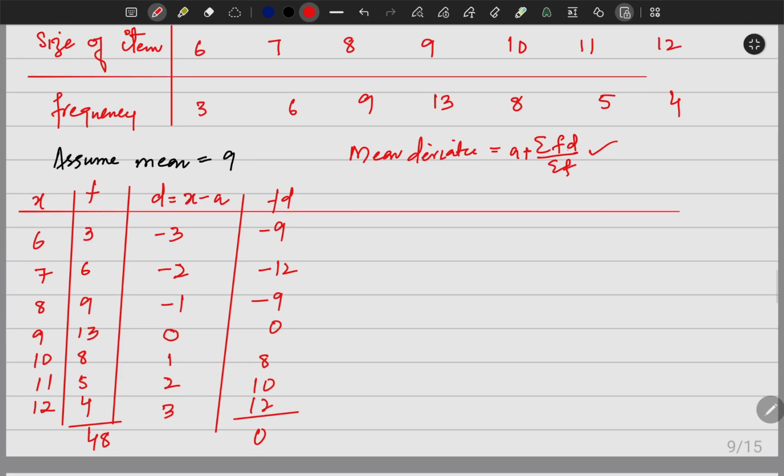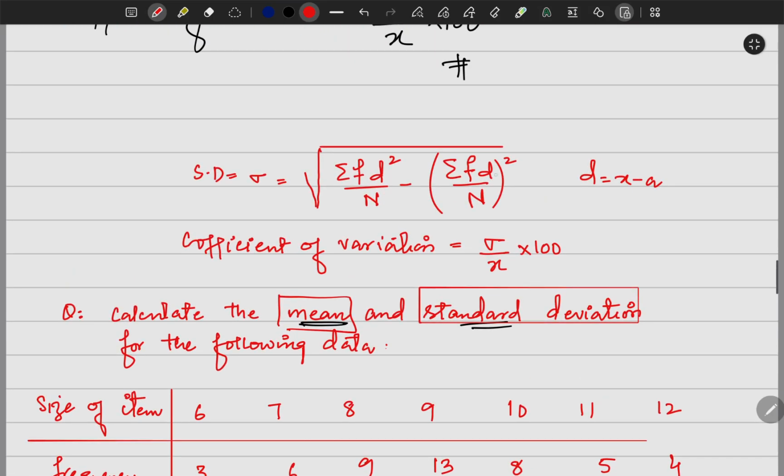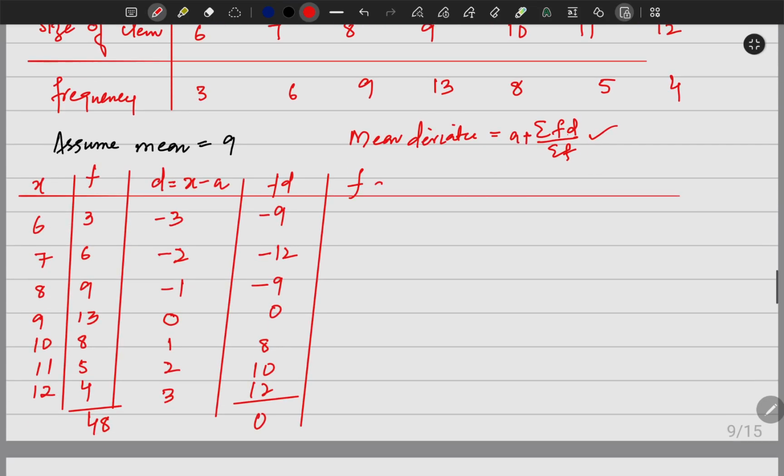Now for the standard deviation, you need f d square. So d square is minus 3 squared, that's 9, and 9 times 3 is 27; 2 squared is 4, 6 times 4 is 24; 1 squared is 1, times 9 is 9; then 0; 1 times 8 is 8; 2 squared is 4, 4 times 5 is 20; 3 squared is 9, 9 times 4 is 36. Then you sum it, and it will be 124.